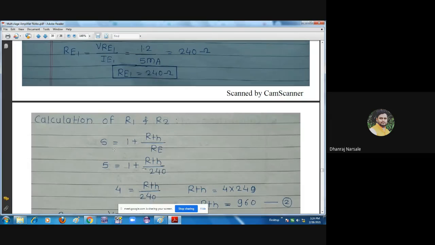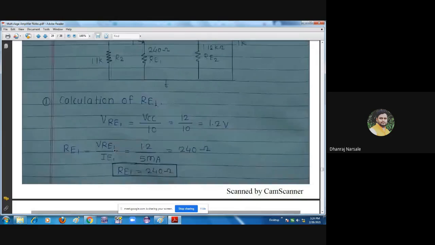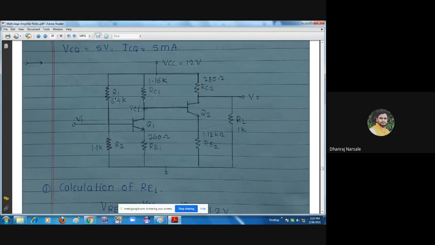Step number 2. What is step number 2 in the RC coupled amplifier? We have calculated the value of R1 and R2. Here in the RC coupled amplifier or in the direct coupled amplifier, R1 and R2 are the input resistances for stage number 1, or we can say this is the voltage divider resistor. The voltage divider rule applies. To find out the value of R1 and R2, we can use two methods. दोन मेथड यूज करू शकतो आपण.